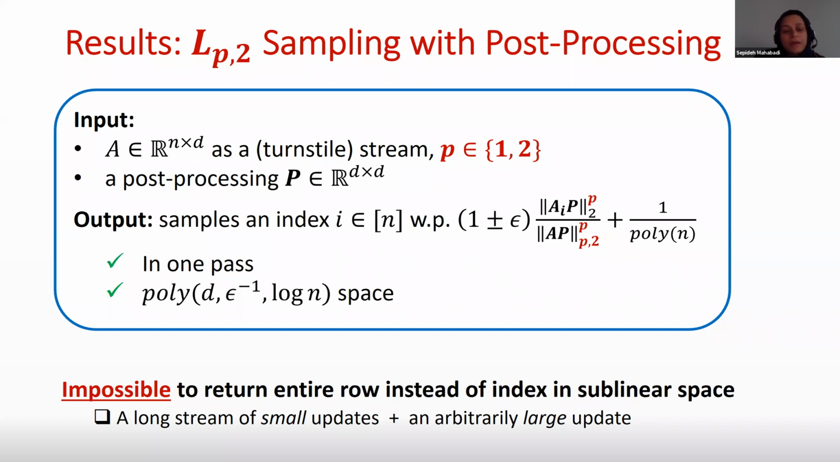Okay, so now we can also generalize it to P. So we can also generalize it for P equals 1. Meaning that we would now like to sample every row with probability proportional to its norm, not squared norm. So this is where P goes in. But again, for the purpose of the talk, I'm going to focus on P equals 2.